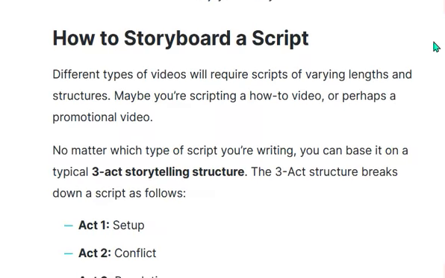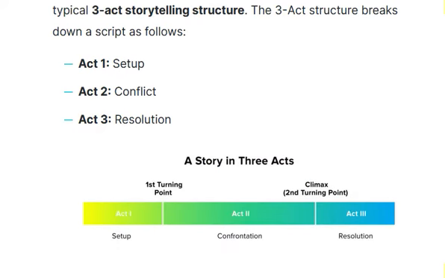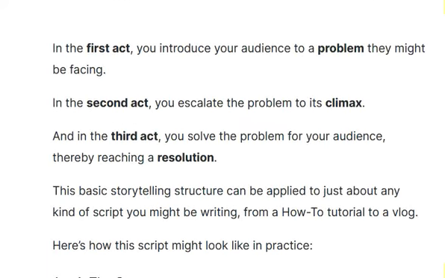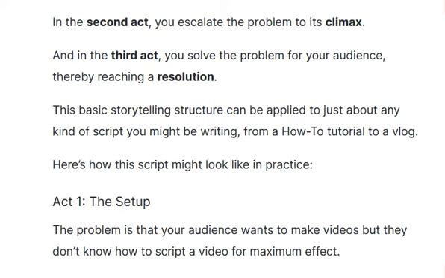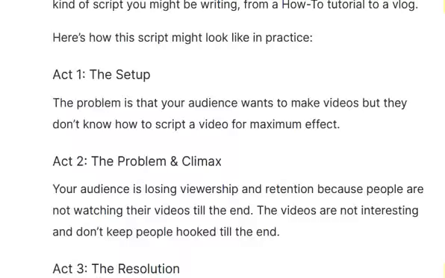How to storyboard a script. Different types of video will require scripts of varying lengths and structures. Maybe you are scripting a how-to video or perhaps a promotional video. No matter which type of script you are writing, you can base it on a typical three-act storytelling structure. The three-act structure breaks down a script as follows. In act one, you introduce your audience to a problem they might be facing. In the second act, you escalate the problem to the climax, and in the third act you solve the problem for your audience, thereby reaching a resolution.